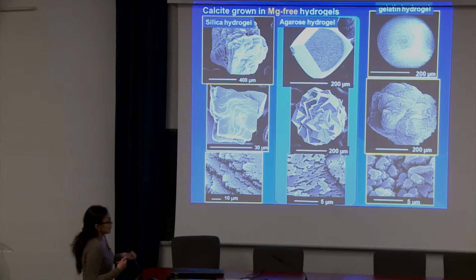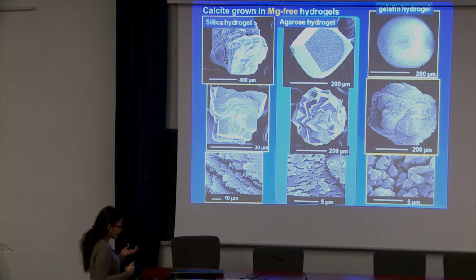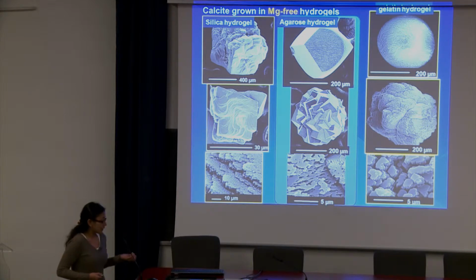Everyone should know that agarose is a polysaccharide hydrogel. It has polysaccharide groups in this hydrogel. And gelatin is a polypeptide. That's why it promotes this kind of morphology. And the other interesting part is the presence of magnesium inside of the hydrogels.